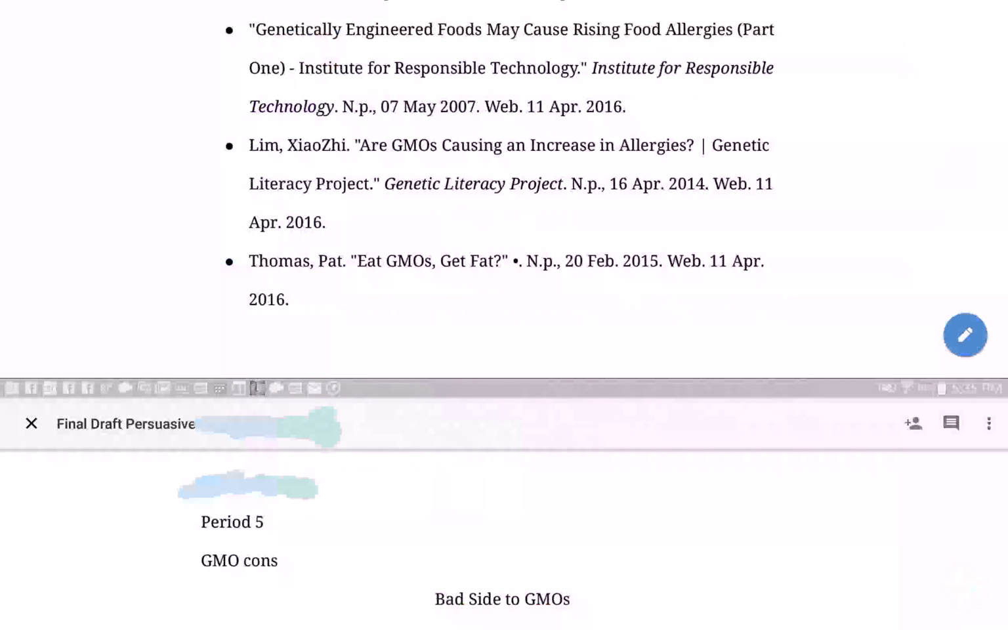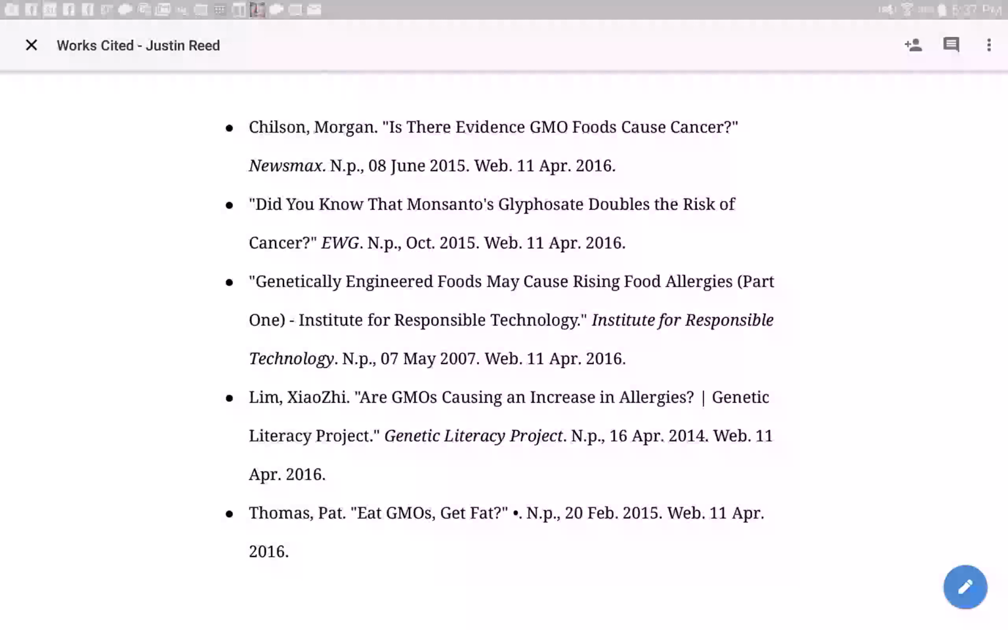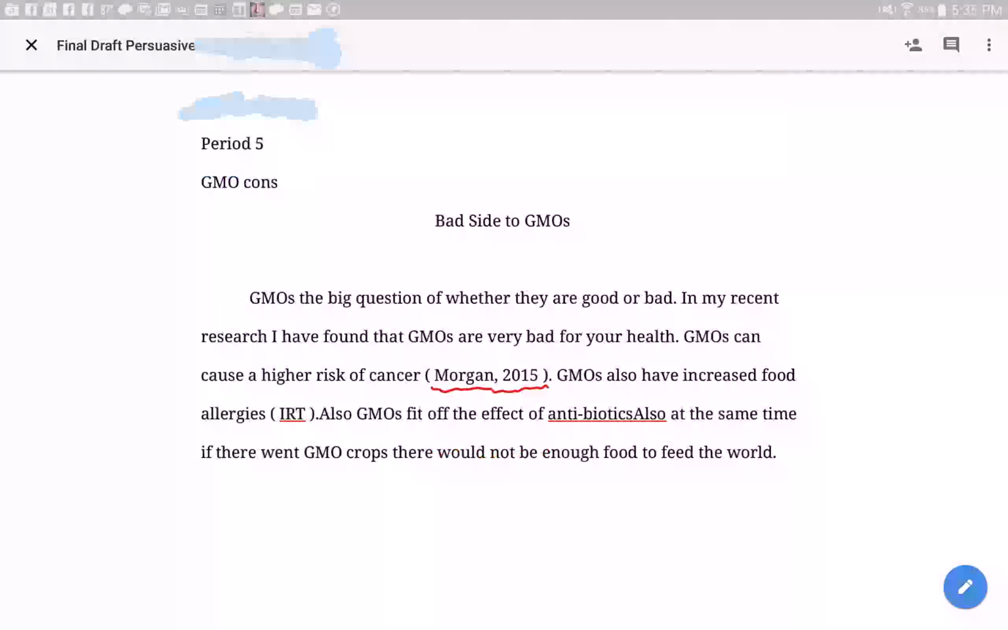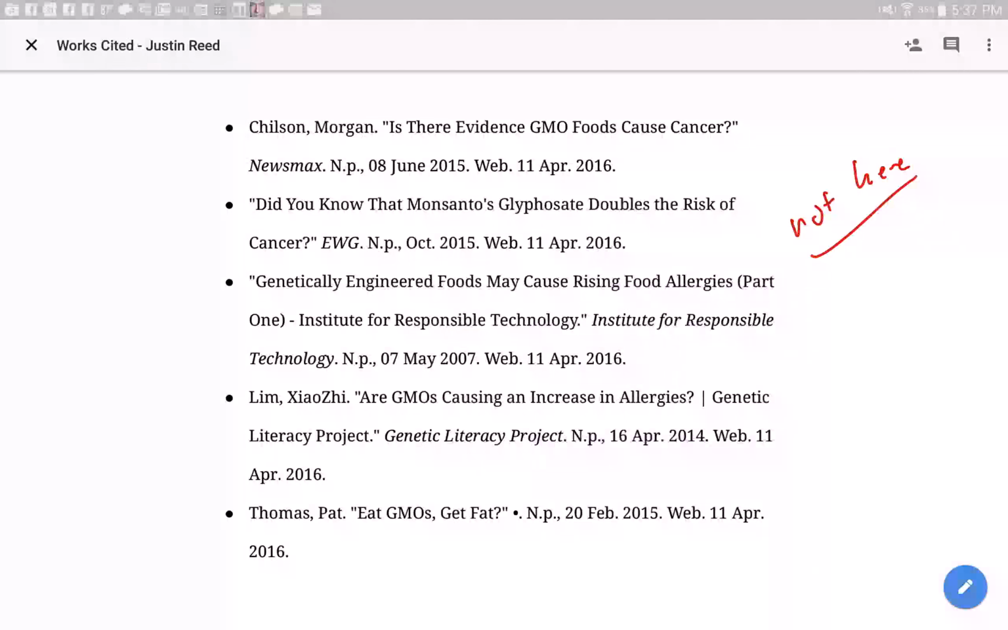If we look back at his works cited page, you should see Morgan here, but you don't, meaning that this is not a cited source. So I'm going to say it's not here. When I look at your paper and you put that citation, Morgan 2015, it should be here in your bibliography or your works cited page.